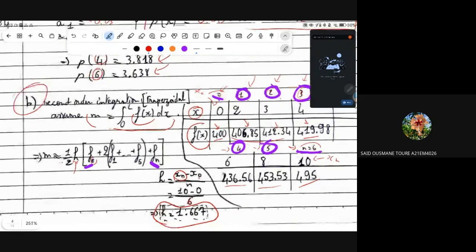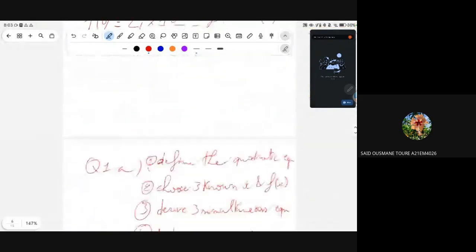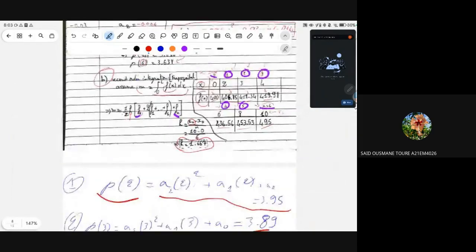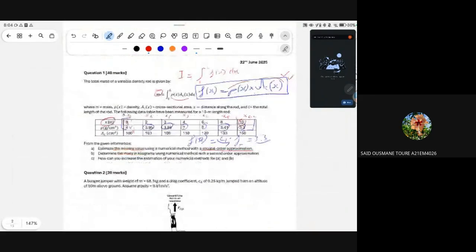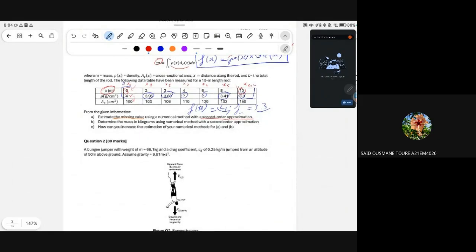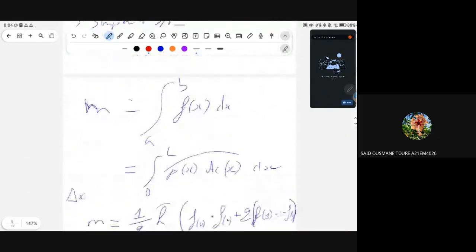After that, we get the final value of m equals 4,295 kilogram, because they specify that it has to be in kilogram. Rho is in kilogram per meter cube, or gram per centimeter cube, and here you have centimeter square.